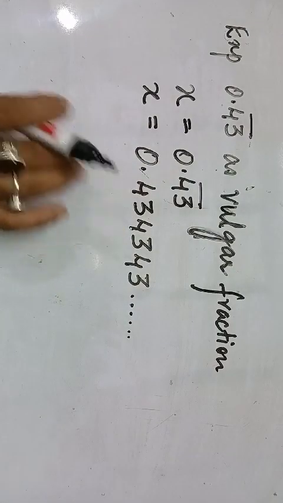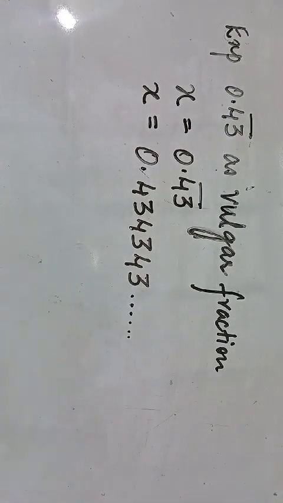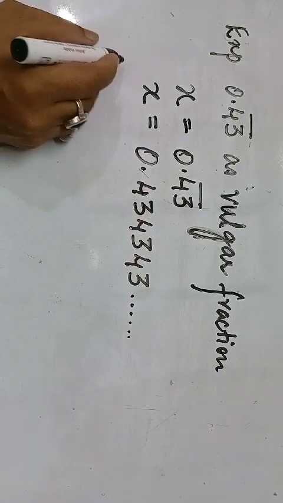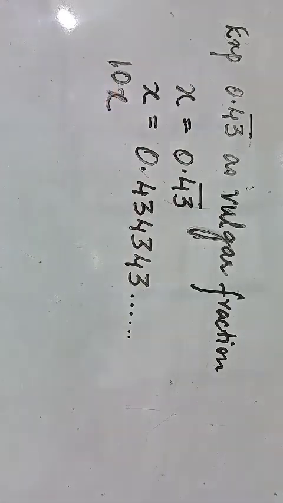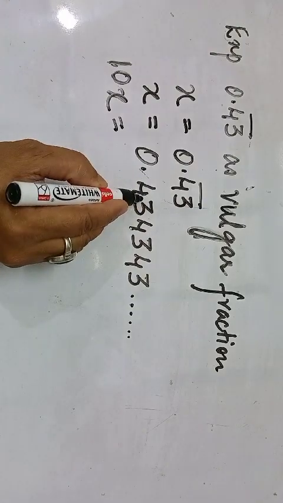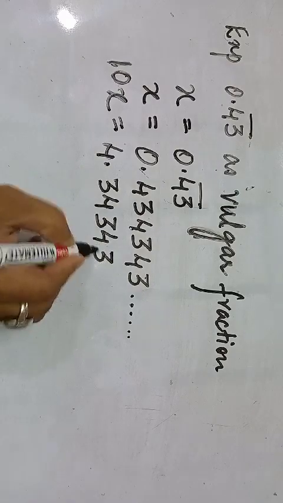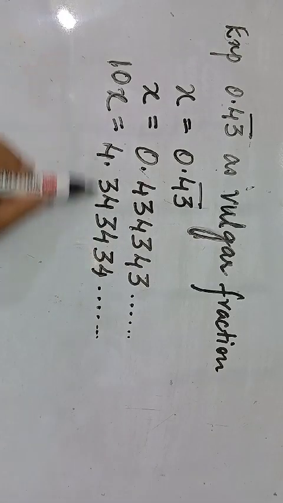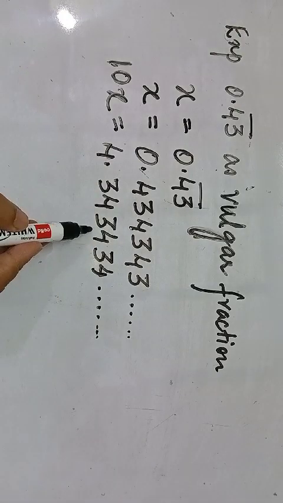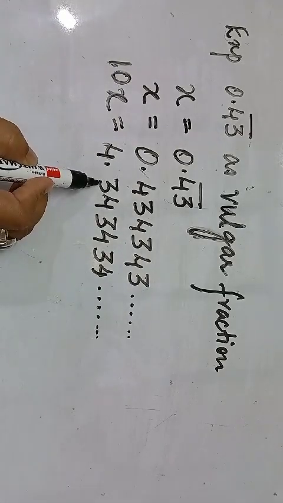It is precisely these questions in which you will have to multiply this x with 100 and not with only 10. I'll show you why 10 times x cannot be done here. If you do 10 times x, this decimal will move only one place, which will give you 4.343434 and so on. Now when you subtract this equation from the first equation, you can see that the decimal portion is not the same, because here it is starting from 4, here it is starting from 3.